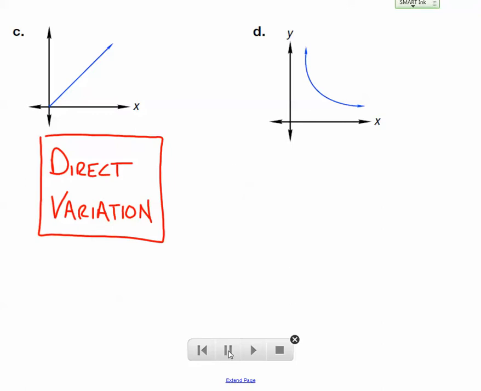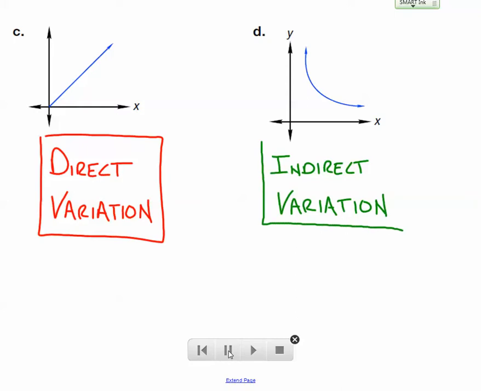Now over here on D, this is what a graph of an inverse variation looks like. It will always look something like this, a curve that's approaching the x-axis or approaching some number and getting closer and closer to it, but it never actually touches it. We'll get more into that here as time goes on.